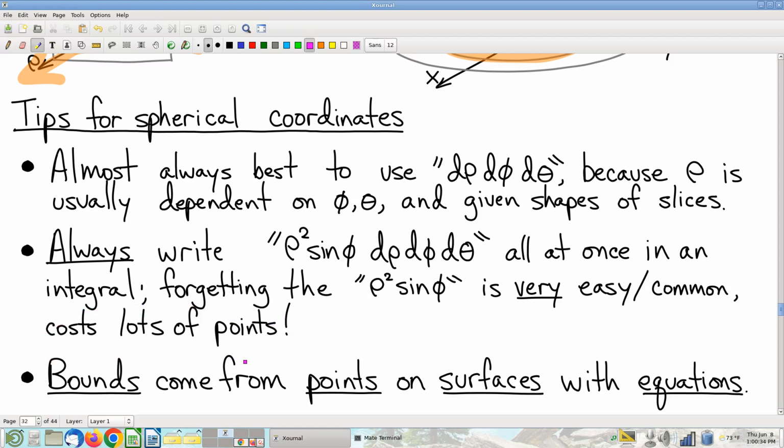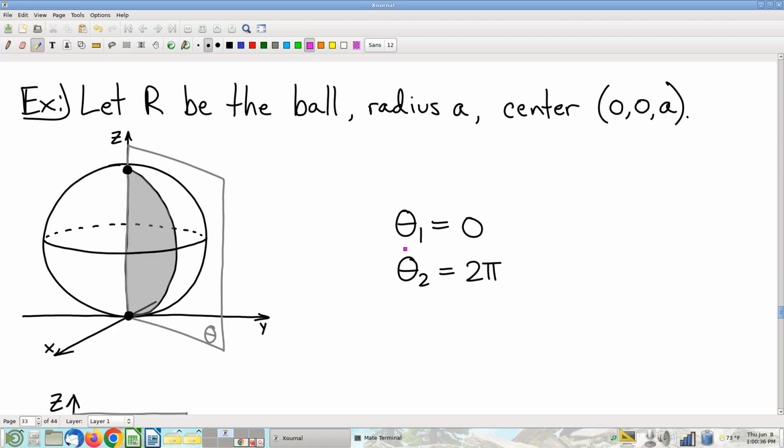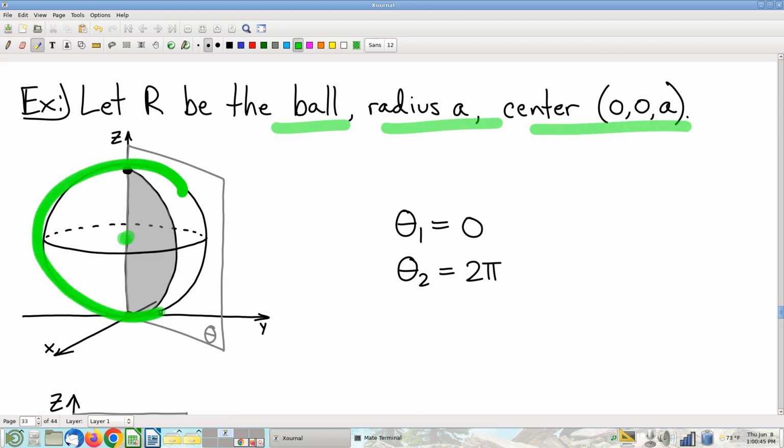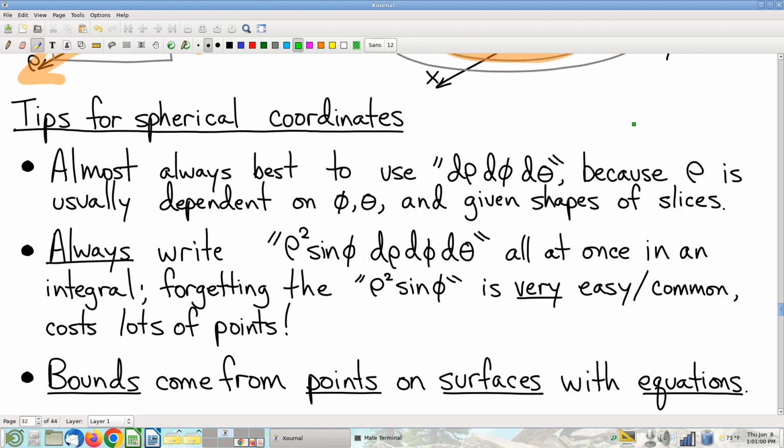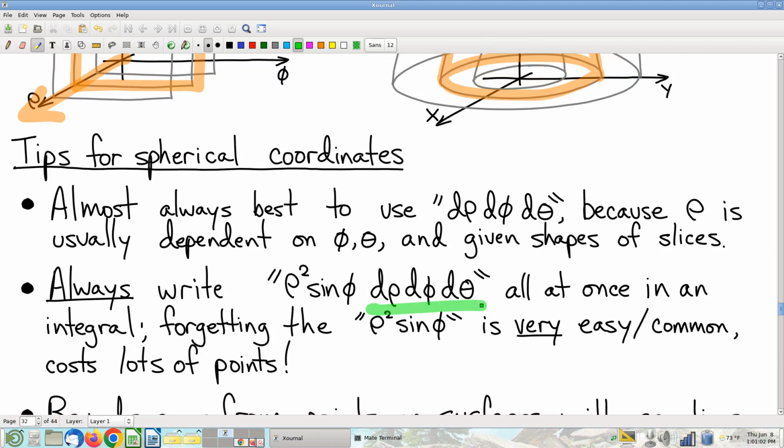Okay. All right, so examples. Here we go. We've got a ball, radius A, centered up here on the z-axis in such a way that this is kind of, if you will, sitting on top of the origin in the xy plane there. Right, so there's our domain. If this were the domain for a triple integral, and if I wanted to do this in spherical coordinates, let's follow the procedure here. We're going to use this order for the differentials. That means theta slicing first.